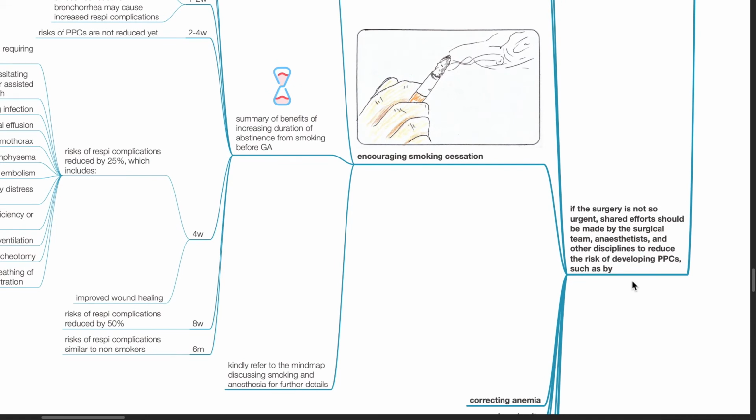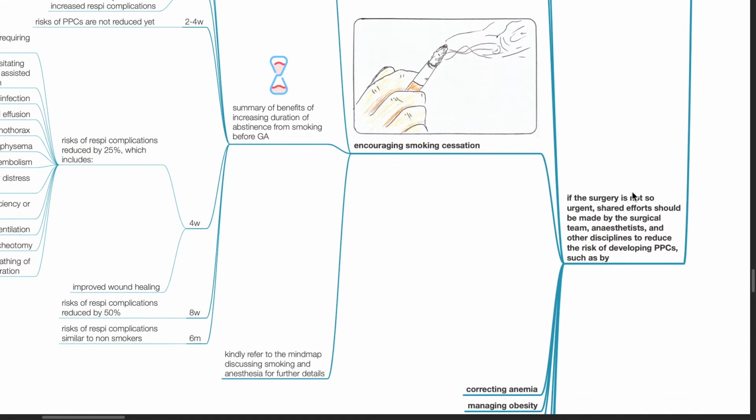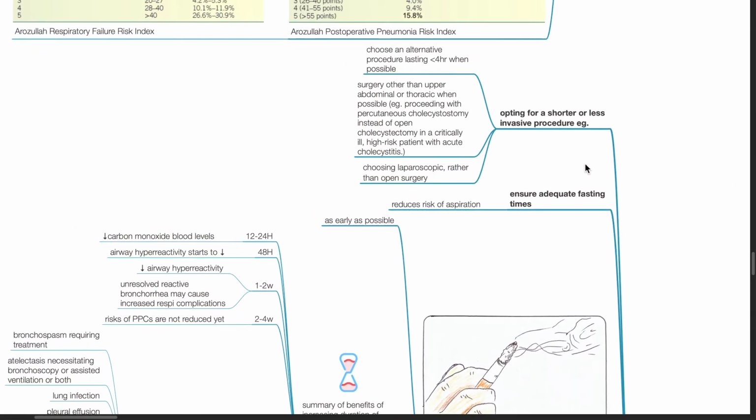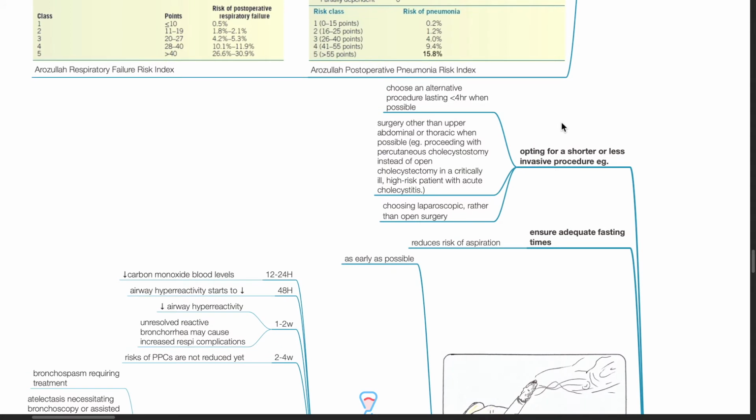If the surgery is not so urgent, shared efforts should be made by the surgical team, anesthetists, and other disciplines to reduce the risk of developing PPCs. For example, by opting for a shorter or less invasive procedure, choosing an alternative procedure lasting less than 4 hours when possible, opting for surgery other than upper abdomen or thorax when possible, for example, proceeding with percutaneous cholecystostomy instead of open cholecystectomy in a critically ill, high-risk patient with acute cholecystitis.